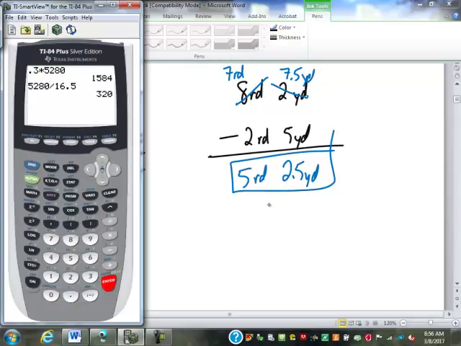That's perfect. How'd you get 16.5? That was feet. 5280 is feet, and there's 16.5 feet in a rod. I could do it in yards too. There's 1,760 yards in a mile, divided by 5.5, still be 320.